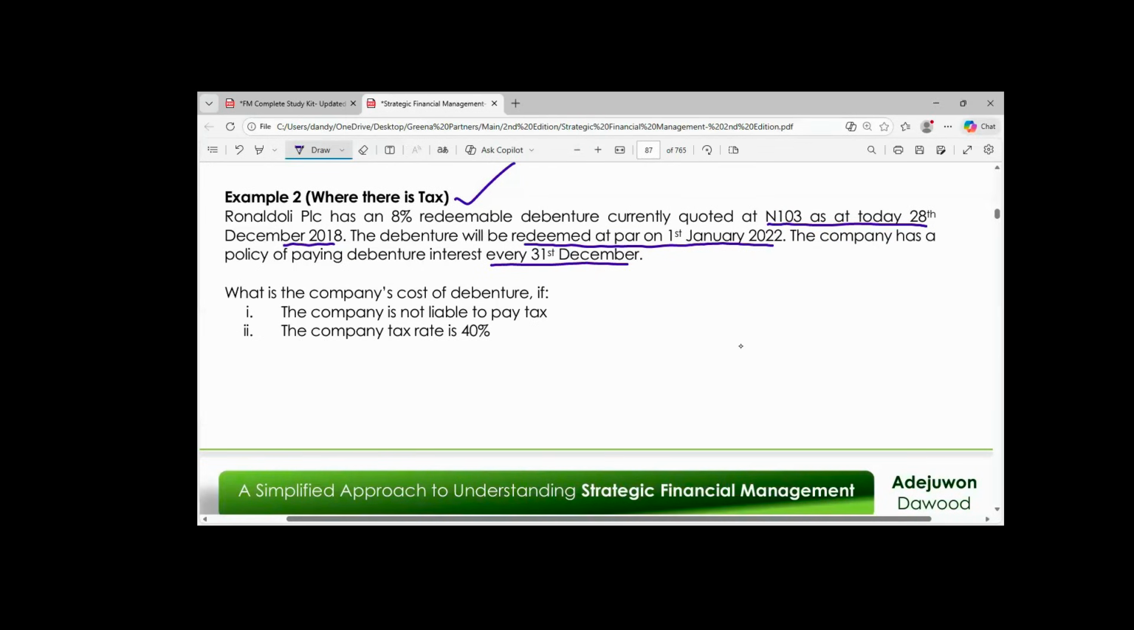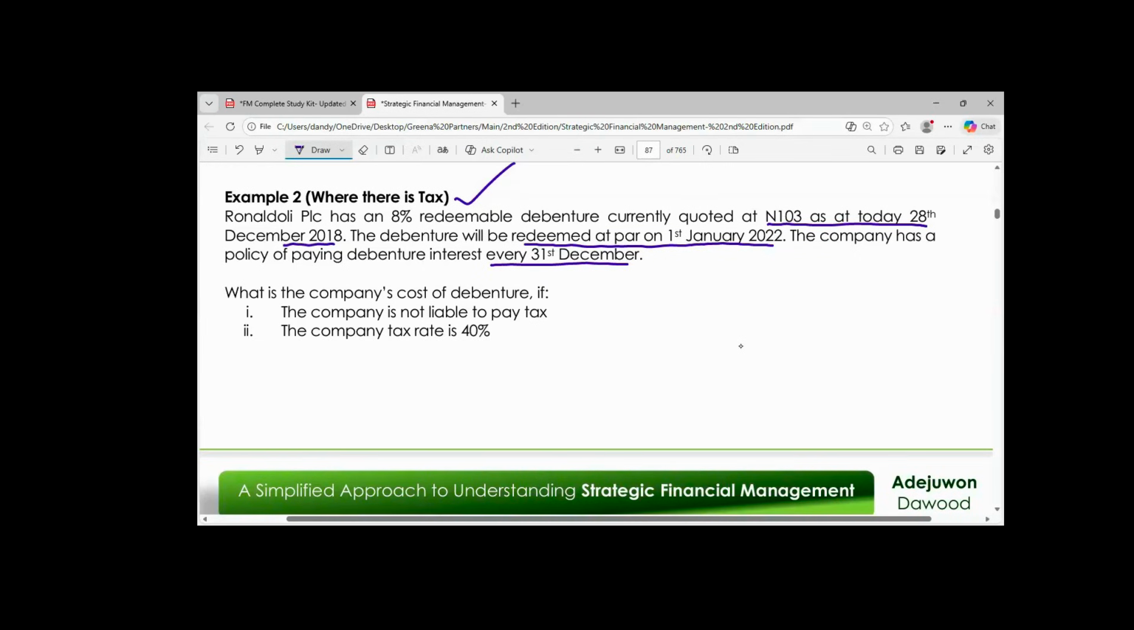From 28th December 2018, how many years do you have here? You will see that 28th December 2018 is already gone. 2018 is not part of it, so you begin your counting from 2019. So we have 2019, 2020, 2021, 3 years. 2022 is not part of it because it is just 1st of January. Remember what I told you, you have to count 12 months before you can recognize a year. So 1st of January 2022 is not up to a year, just 1 day. Therefore, the maturity date of this debenture will be in the next 3 years.